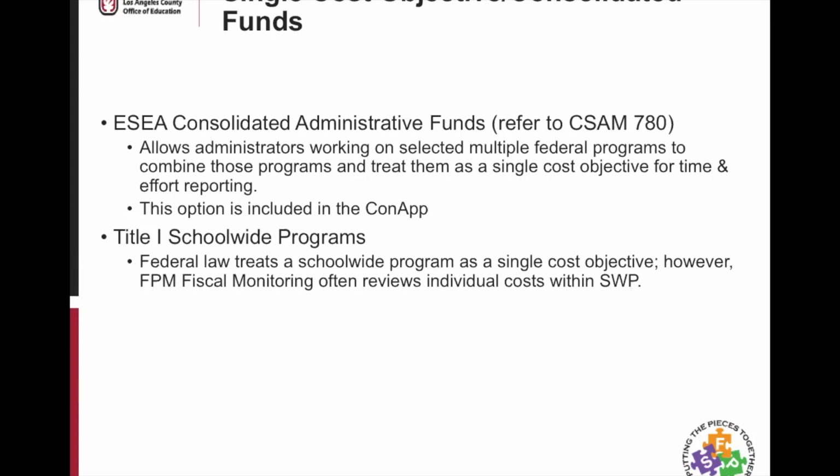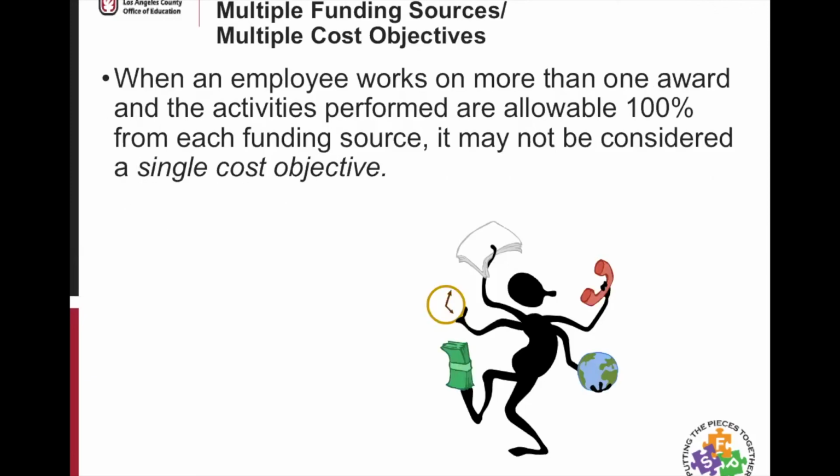And federal law allows for school-wide programs to be a single cost objective. However, it's still reviewed, the actual costs are still reviewed to make sure they're allowable. All right, next we'll look at multiple funding sources, multiple cost objectives. Again, works on one or more award, and the activities performed are allowable from each funding source.